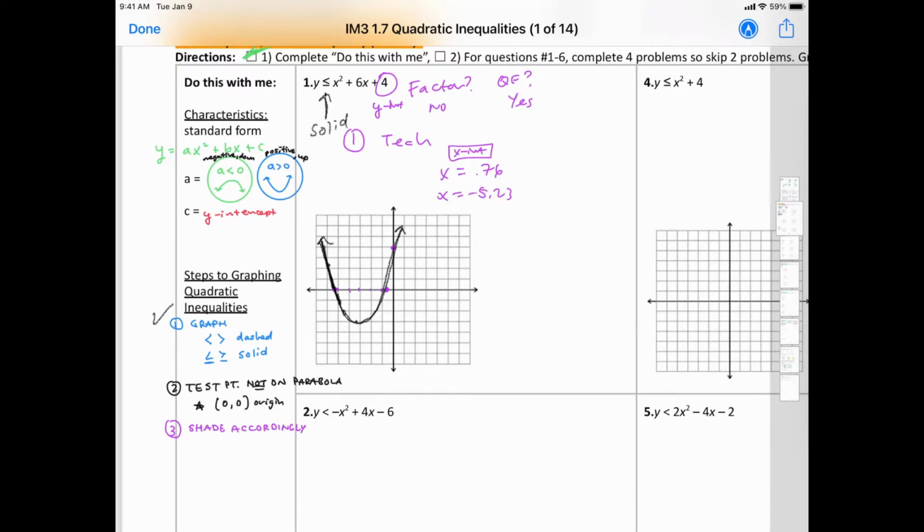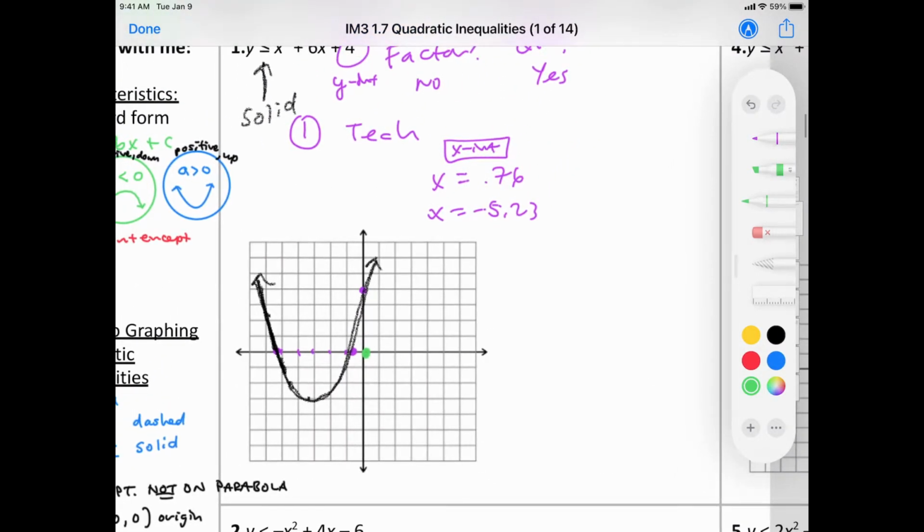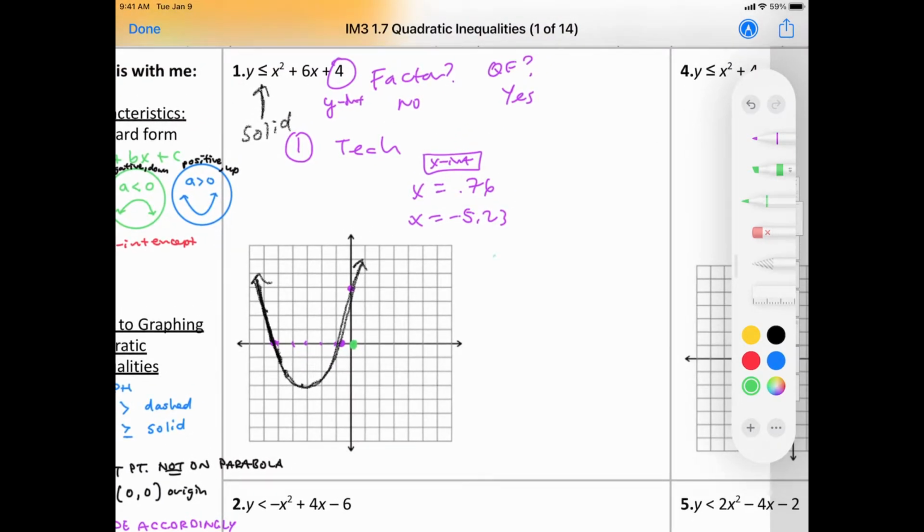Okay, now I need to do a test point. And my test point is going to be here. A test point means that if it's true, then we shade it. So let's go ahead and put in that. 0 less than or equal to 0 squared plus 6 times 0 plus 4. So 0 is less than or equal to 0 plus 4, is 0 less than or equal to 4? Is this true or false? This 0 is smaller than or equal to 4, so this is true, which means shade.